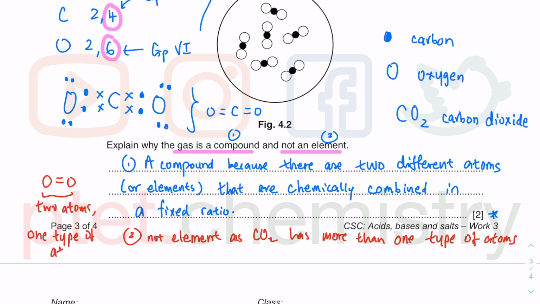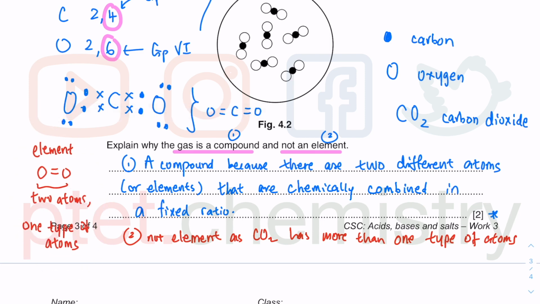So O2 is still an element because it only contains one type of atom. It is a diatomic element because the two atoms are the same. One type of atom would make it an element still. Even though it contains two atoms, you call it a molecule, but it is still an element. However, this is not an element because you have two different types of atoms. They are chemically combined together in a fixed ratio.